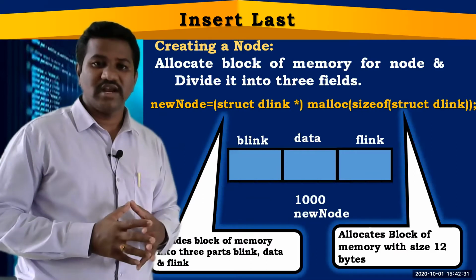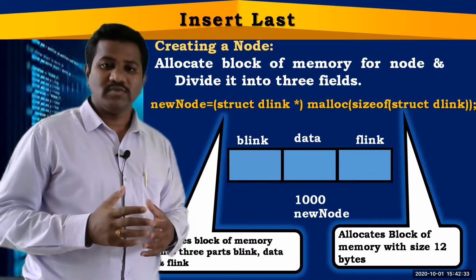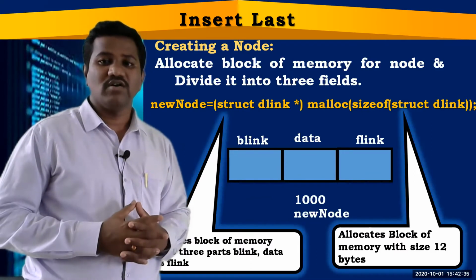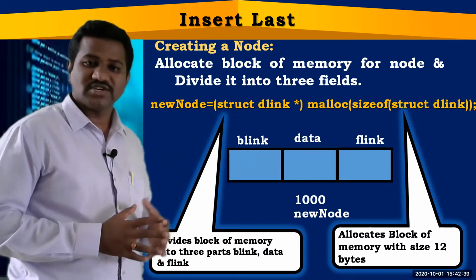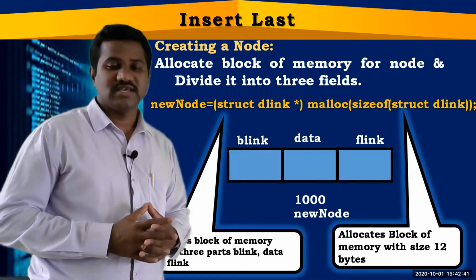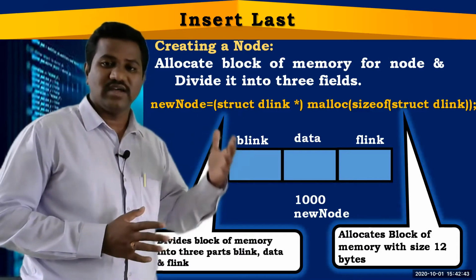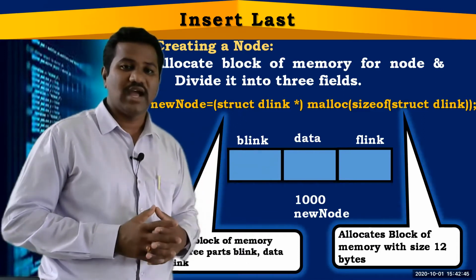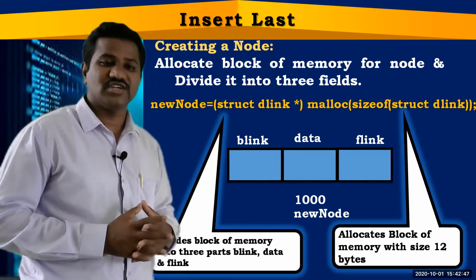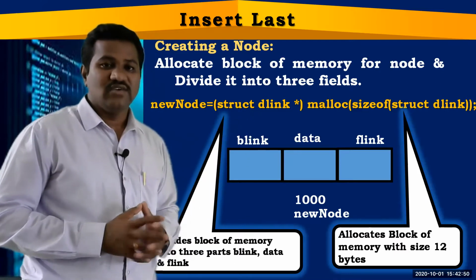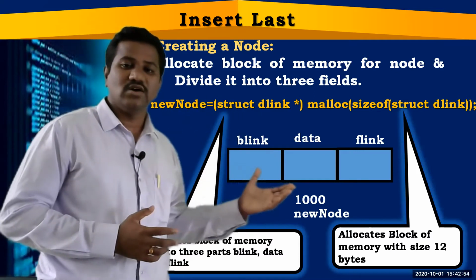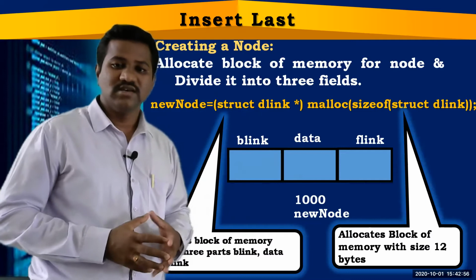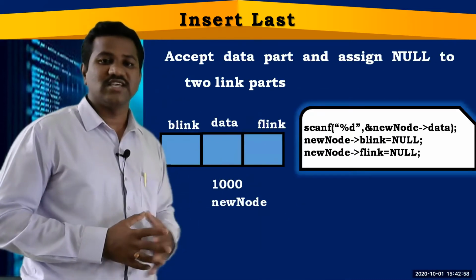The first step is creating a node. In order to create a node, we simply need to allocate a block of memory for the node and divide that into 3 fields. Same thing: we'll use malloc sizeof struct d-link, and that instruction allocates a block of memory, divided with the help of the struct d-link asterisk. Finally, it generates an address, and that address is stored in new node.